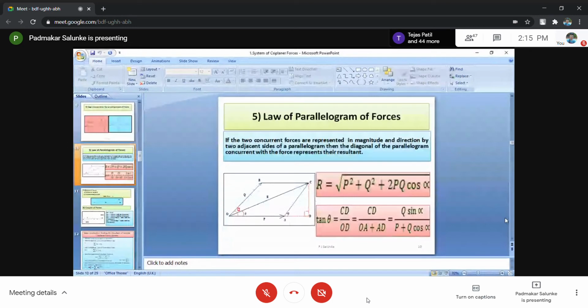OD is nothing but OA plus AD. With this CD, already you have seen that is Q sin alpha. OD is nothing but OA plus AD, where OA equals P and AD equals Q cos alpha. And hence, you get an idea related to the magnitude of the resultant force.